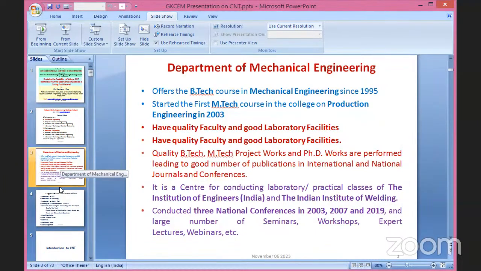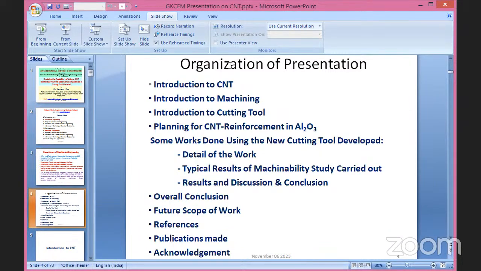So with this short discussion of what I represent, which college and which department we represent, we now come to the actual topic. But before that, I can mention that I headed the Department of Mechanical Engineering for about 20 years. Last year the headship was relieved. Before that I headed this department for 17 years continuously, and before that, after a gap, I was head for around 2.5 years. With this, I come to the organization of the presentation.